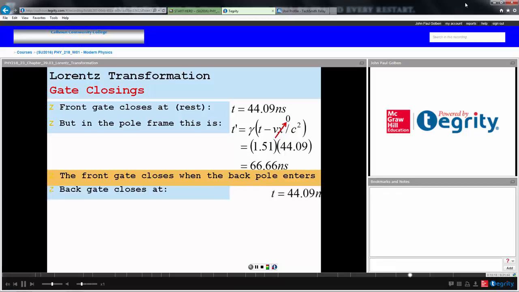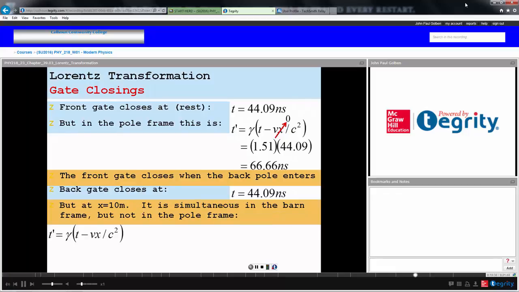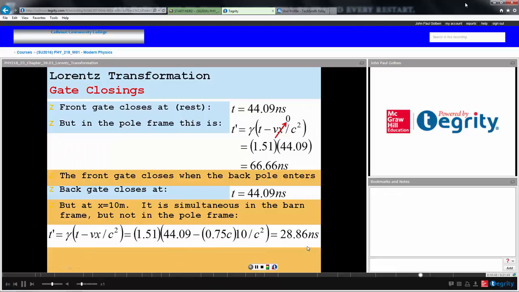But what about the front of the pole? The back gate closes at 44.09 nanoseconds because it's simultaneous in the rest frame. But for the pole frame, this is 10 meters further beyond, so we have to use the transformation. In the pole frame, this time is equal to gamma times that 44.09 nanoseconds. But then we have 10 meters for x at 0.75 c for the velocity, 28.86 nanoseconds. In other words, the back gate of the barn will open and close before the front of the pole ever gets there. And hence, it opens and closes, the front of the pole can go through, back gate will close only after the back of the pole is through, the pole makes it through the barn.